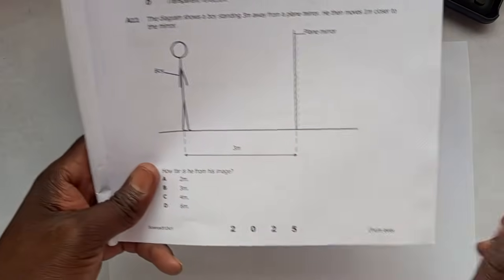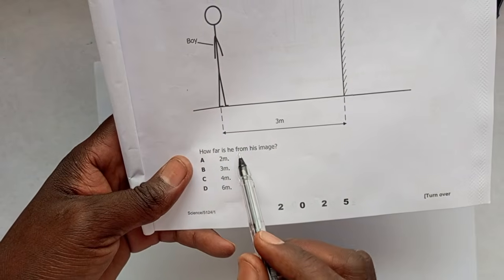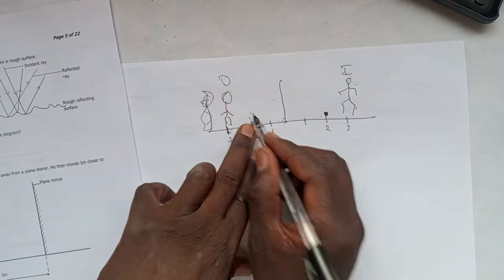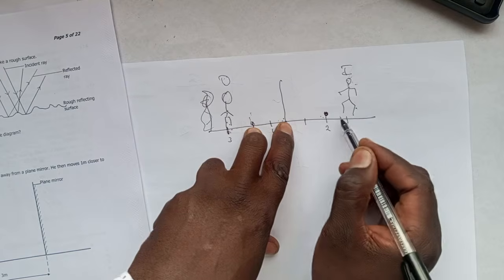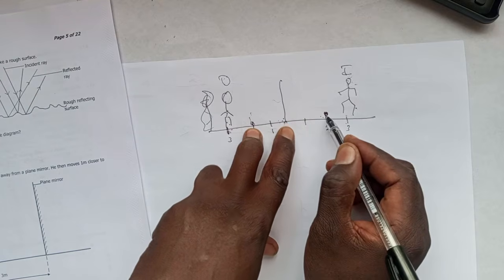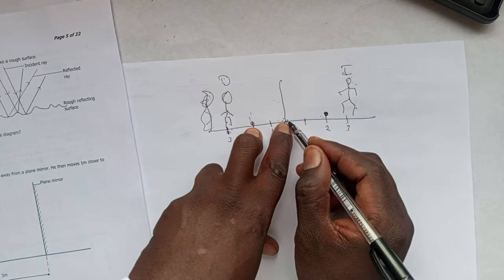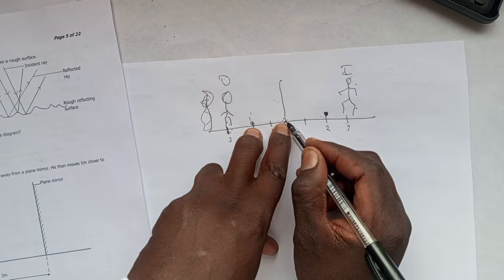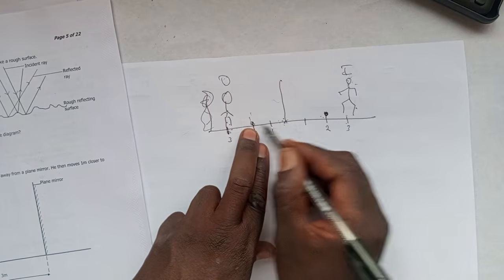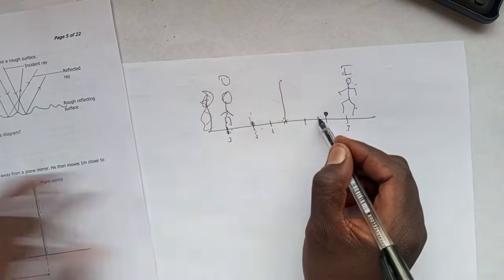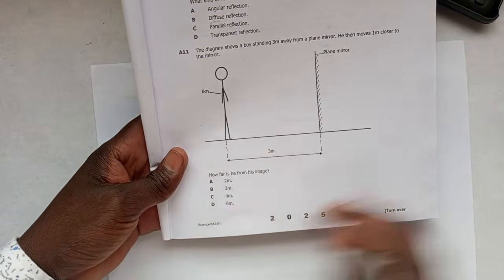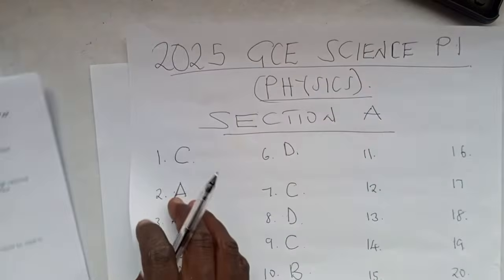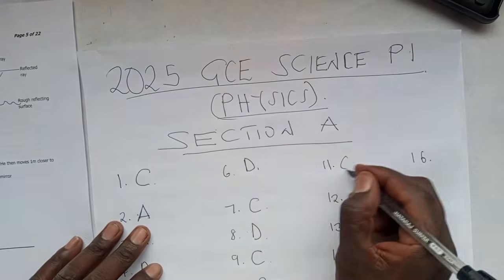So now the question is, how far is he from his image? Not how far is he from the mirror. We know that he's 2 meters away, but from his image. The image had also moved 2 meters closer to the mirror, meaning that the distance is the sum of this, which is 4 meters. I hope I'm making sense. So the answer is C. Question 11, the answer is C.